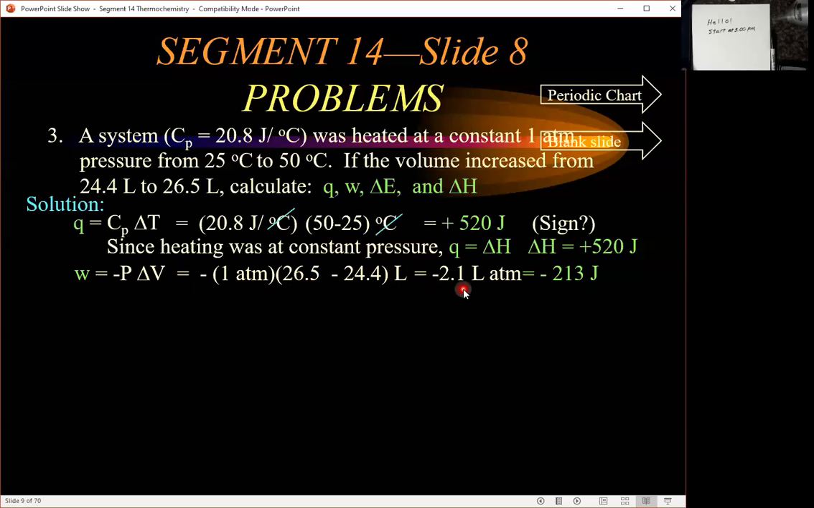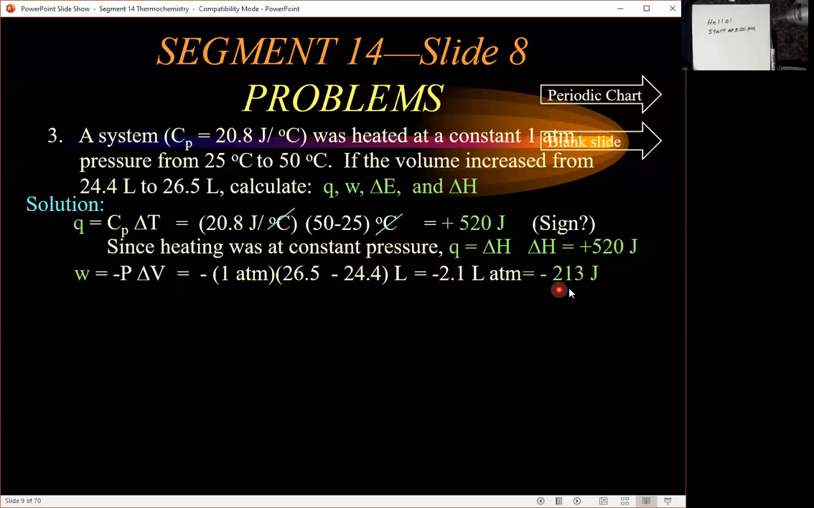This 2.1 liter atmospheres, I want to multiply that by 8.314 joules divided by 0.0821 liter atmospheres. Those are the two values of R, and I can use that to do the conversion.